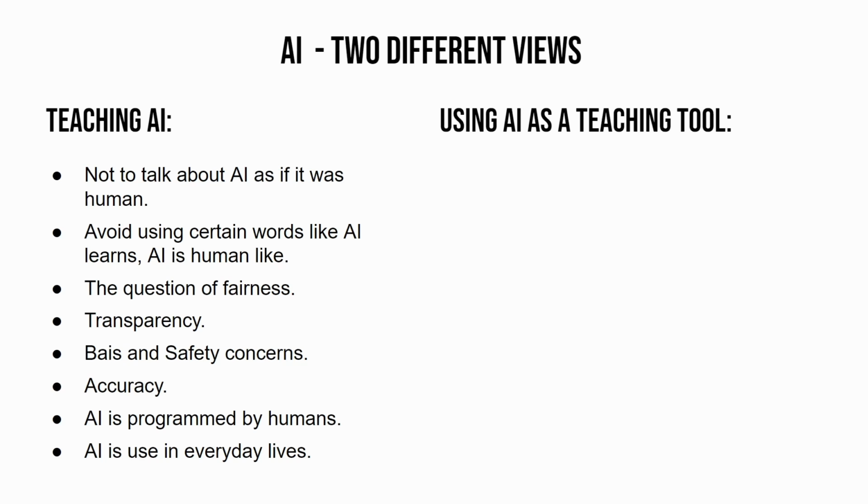There's a question of fairness and transparency and bias and safety concerns. These are big questions for asking about AI at the moment, about whether it is fair, whether it's transparent, and whether there's a bias there. Accuracy is another one they want you to talk about, and it's not just about accuracy within the results. Think about accuracy and self-driving cars.